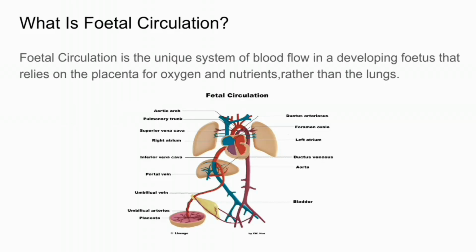Today we march into the battlefield and conquer the mysteries of fetal circulation. So get your horses, hold your swords, and let's prepare to dominate. So what exactly is fetal circulation? Fetal circulation is a unique system of blood flow in a developing fetus that relies on the placenta for oxygen and nutrients rather than the lungs.